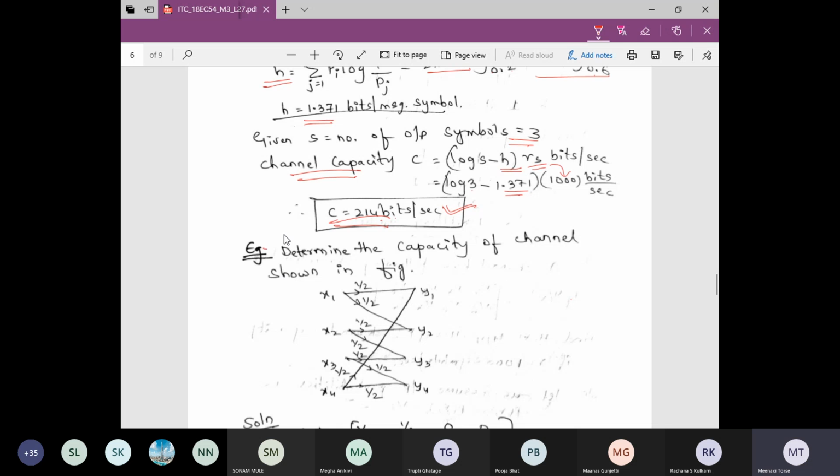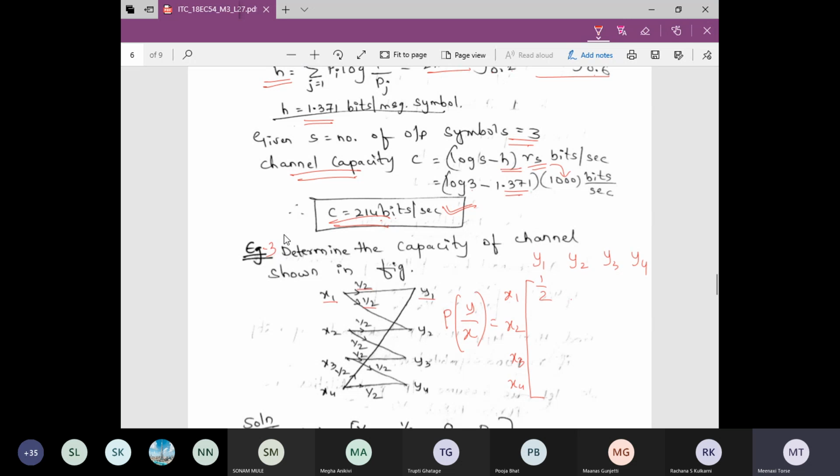So example 3, determine the capacity of the channel for the figure shown below. A channel diagram or noise diagram is given to us. From the channel diagram or noise diagram, we can write the channel matrix P of y by x. We have 4 input symbols, x1, x2, x3, x4, and 4 output symbols, y1, y2, y3 and y4.